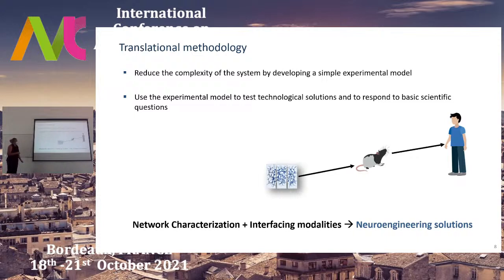And the basic starting point is these things that I'm pointing at. These are in vitro cultures of neurons, so biological neurons that can be grown over devices which are called microelectrode arrays. And these simple devices and systems can be used in order to respond to simple questions.